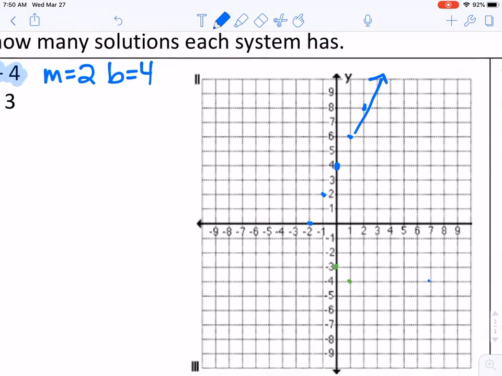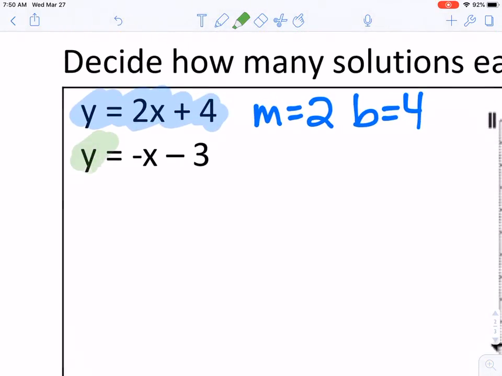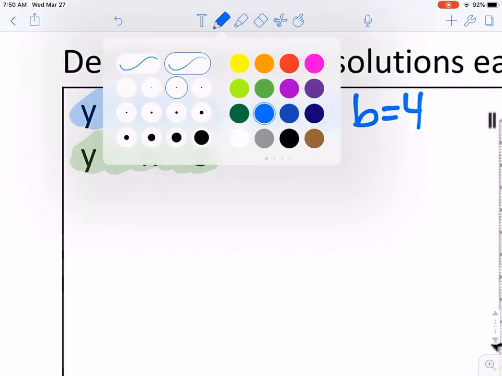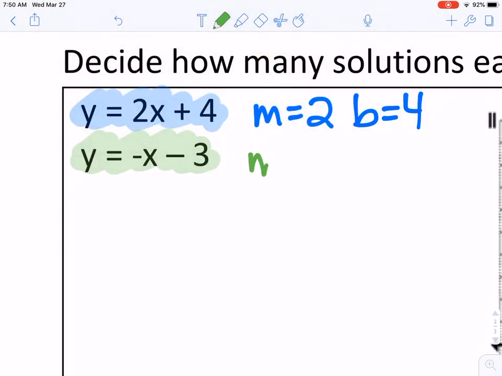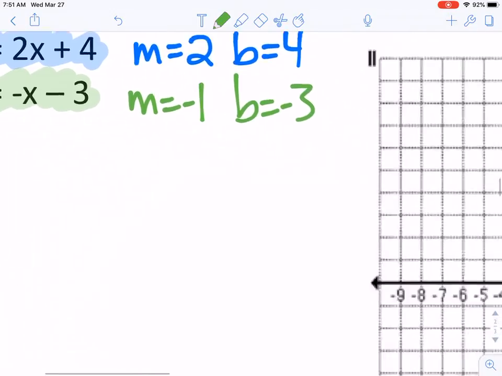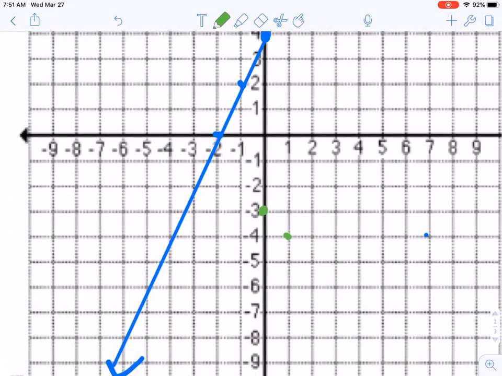Oh, and it looks like I didn't erase my green. That was kind of inaccurate. Let me fix that. There we go. But we'll do it in green since I already have that green there. This equation, we have a slope of -1 and a y-intercept of -3. So as I already have here, I start at -3 and then go down 1 to the right 1. Do the same thing in the opposite direction.